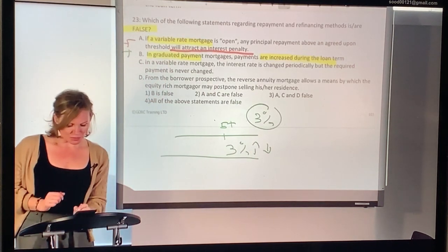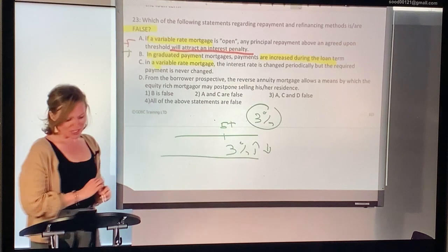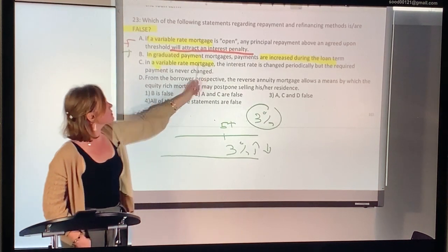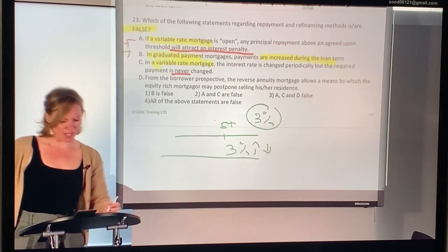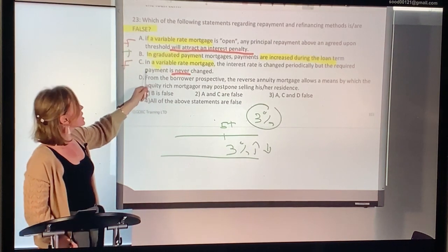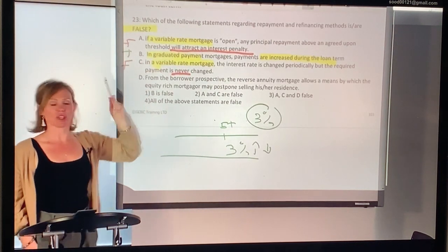Variable rate again. What do they say now about the variable rates? It says the interest rate will change periodically, but required payments never change. Okay, what we just talked about, that the payment's also going to change. So for that reason, it's also a false statement. Right? Payments will change and the rate will change. Right? They will fluctuate. Okay.